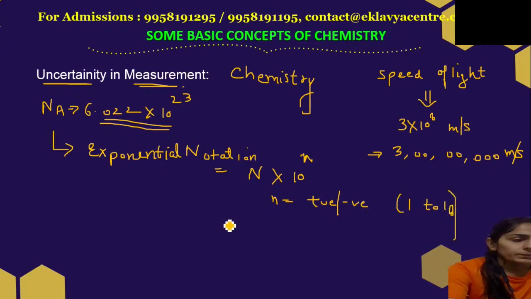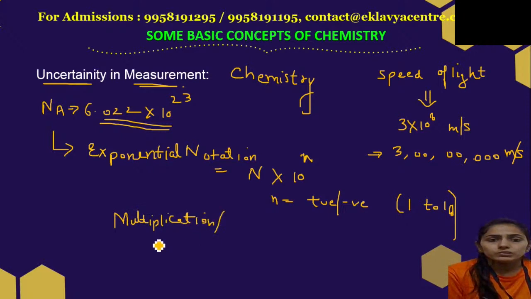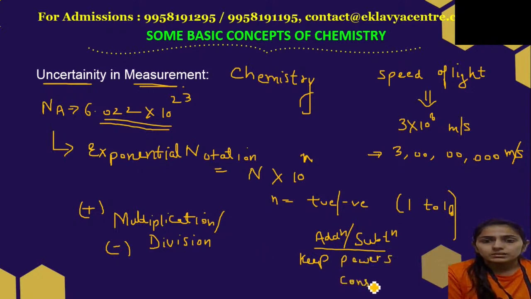Now, you know how to do multiplication and division in exponential. In multiplication the powers get added, and in division the powers get subtracted. And if we want to do addition or subtraction, what happens? We have to keep the powers constant, and then we do addition or subtraction.